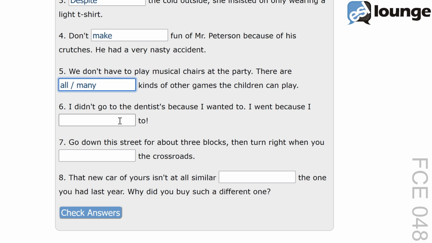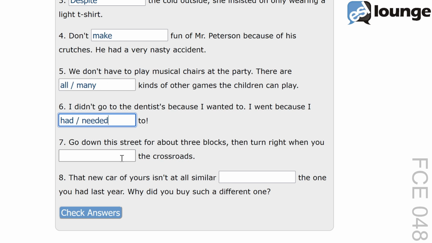Question 6. I didn't go to the dentist's because I wanted to. I went because I blank to. The correct answer is had. Had to indicates necessity. For example, I had to leave early. Another example is, he had to finish his homework before going out. Another possible answer for this question is needed.